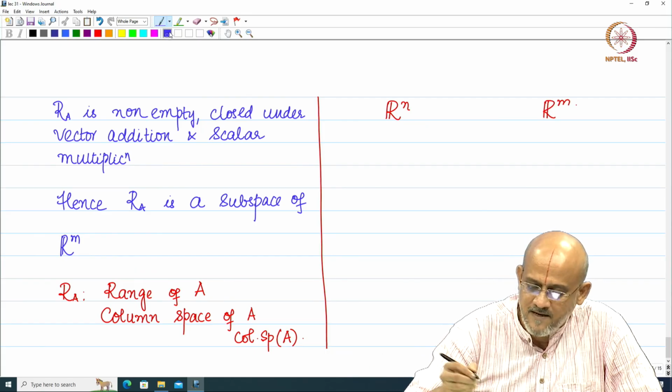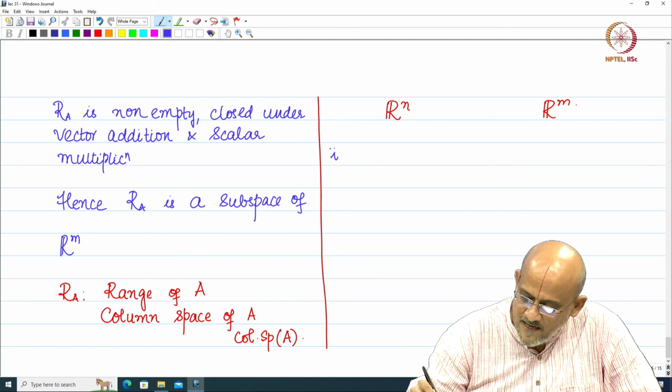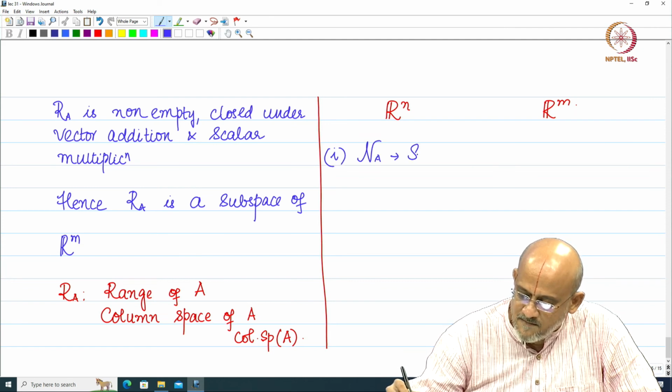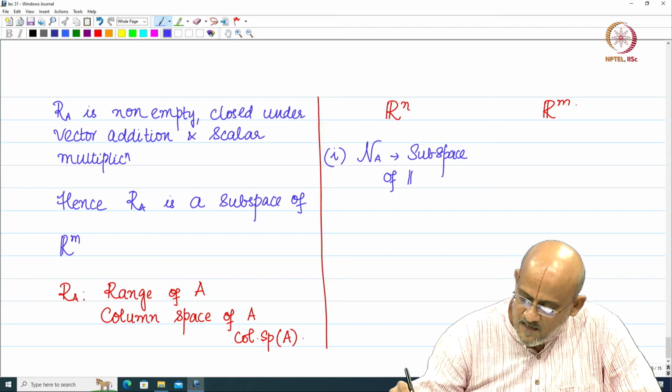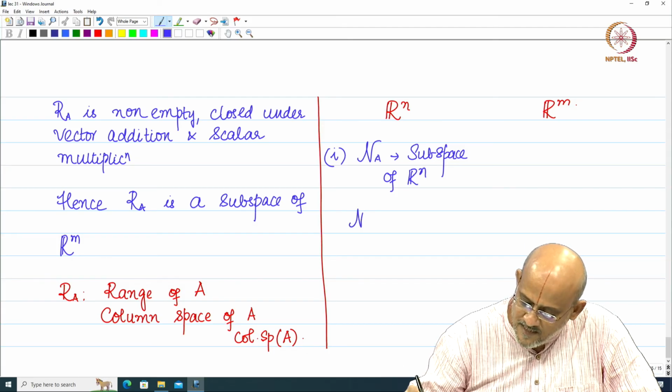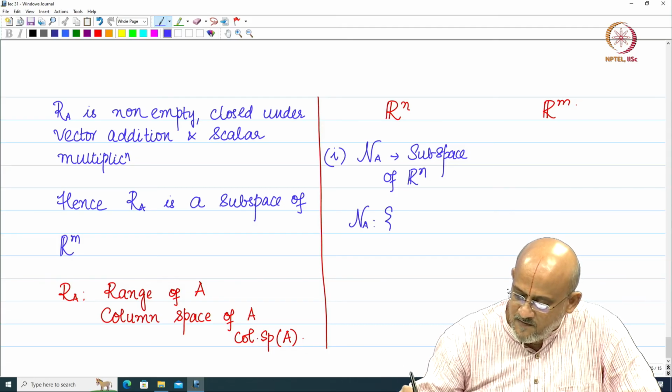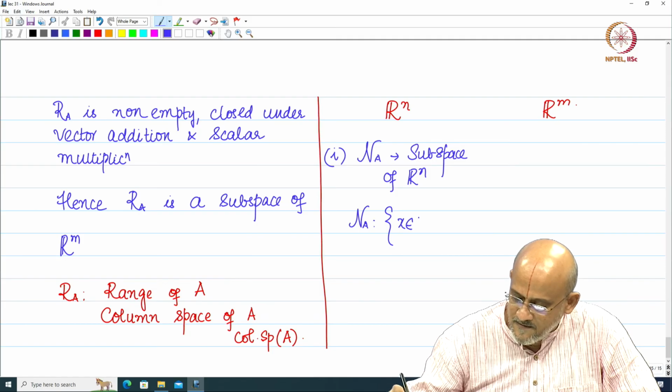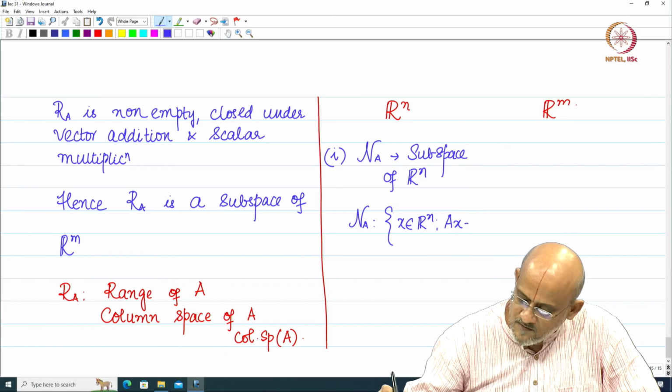So, what is it that we have? On the R n side we have the null space of A, this is basically a subspace of R n. And how did we define this? Null space is nothing but the set of all vectors in R n such that Ax is equal to 0. This is basically an m component vector.